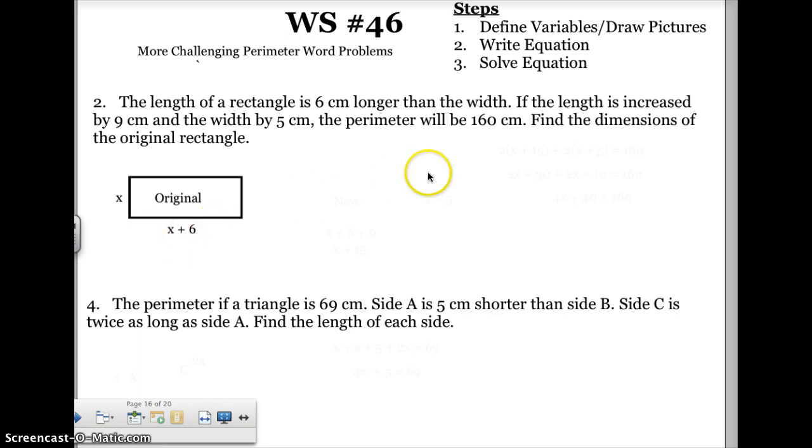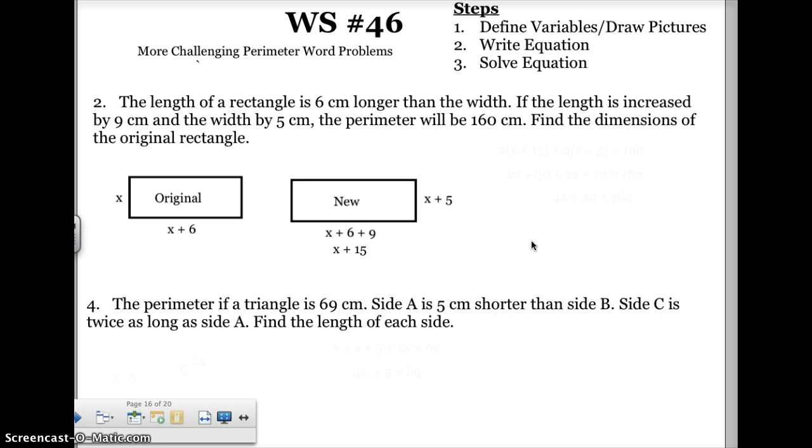Now it says I'm going to increase my length by 9 and I'm going to increase my width by 5. So I'm going to draw a new rectangle where I have my length increased by 9, so it's x plus 6, which is the old length, plus 9, and then I have x plus 5, which is 5 more than the original width. Now I'm going to change x plus 6 plus 9 to x plus 15, because that's what 6 plus 9 is equal to when I have x with it.